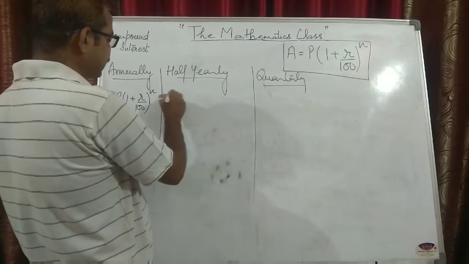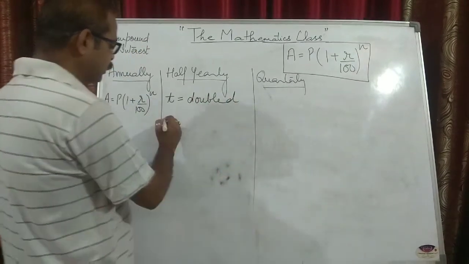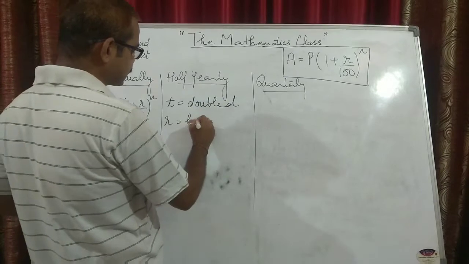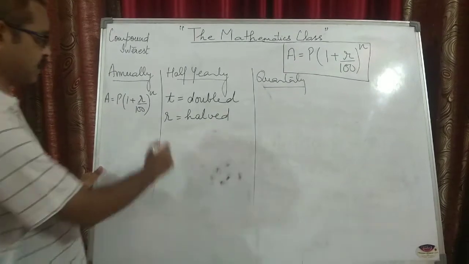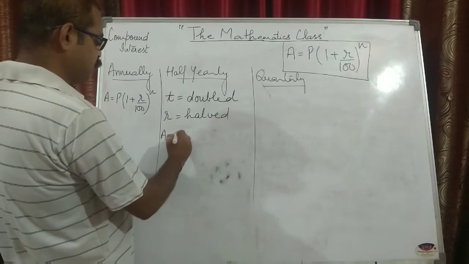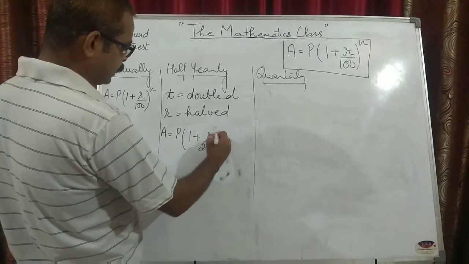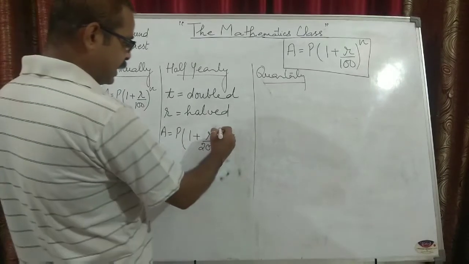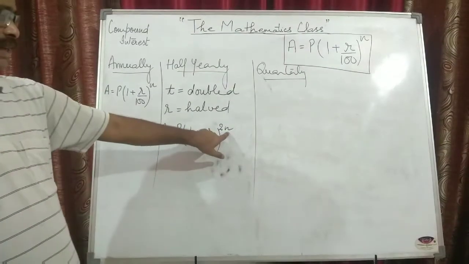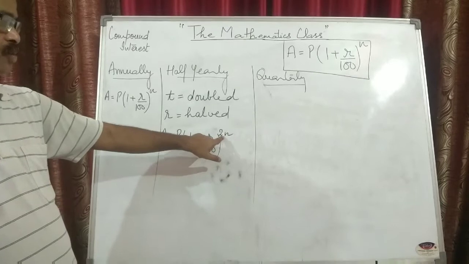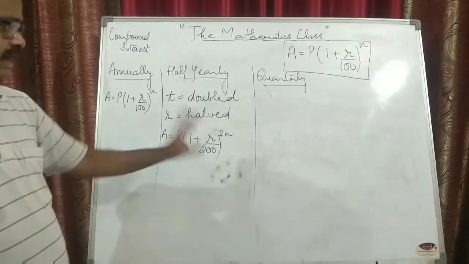Means time gets doubled and rate of interest gets halved. Now the formula becomes A is equal to P (1 plus R upon 200), 2 into 100, 200, and n becomes 2 times n, where n is in years. Suppose it is 1 year, 1 into 2. Suppose it is 2 years, 2 into 2, 4. And if the rate is 10%, 10 upon 2, that is 5%, and so on.